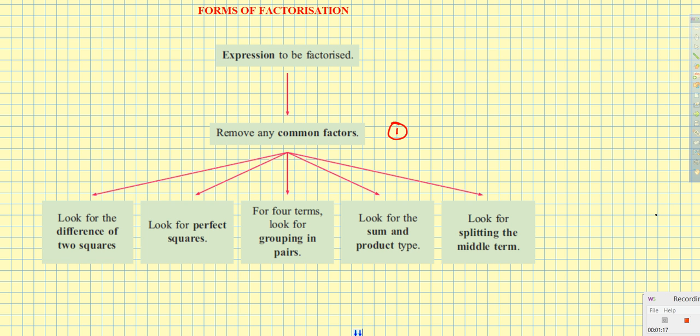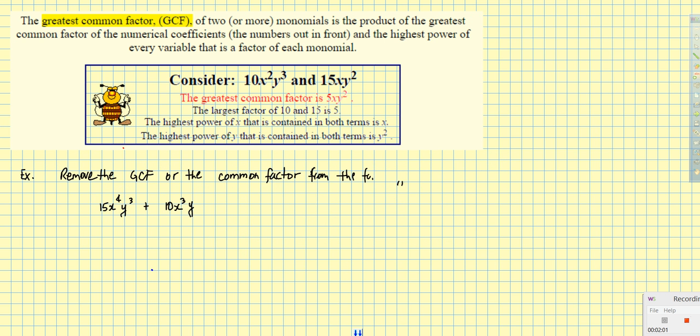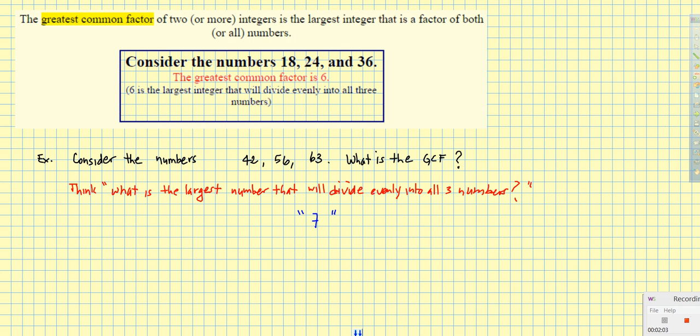All right, so what we're going to be looking at today is how to remove common factors. So when we are looking at removing a common factor, the first thing we need to do is figure out what the greatest common factor is. So in other words, if I had, for example, let's look at the example I have here, which is considering the numbers 18, 24, and 36. Now if I'm looking for the greatest common factor, I'm trying to think of what's the largest number that's going to divide evenly into all three numbers.